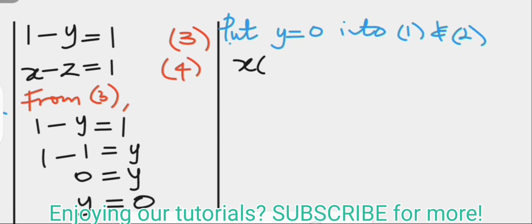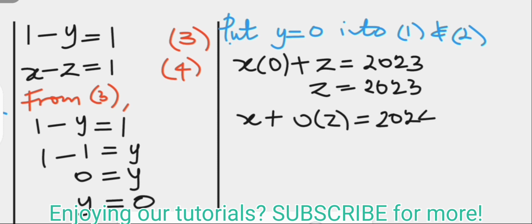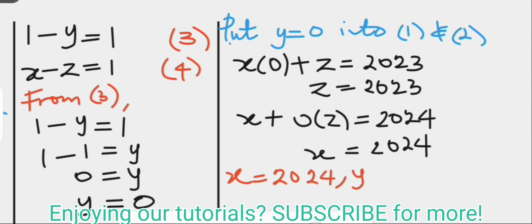In equation 1, we are going to have x times 0 plus z equals 2023, and x times 0 is 0. That implies that z equals 2023. Then in the second equation, we are going to have x plus 0 times z equals 2024, and that means x is 2024. So for the first case, we could see that x is 2024, y is 0, and z is 2023 as the integer values of x, y, and z.